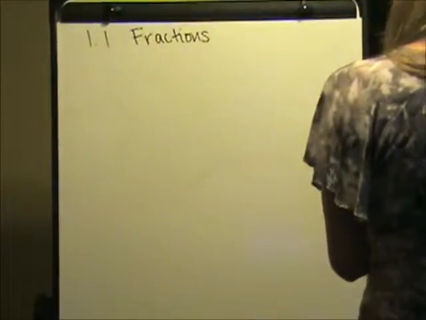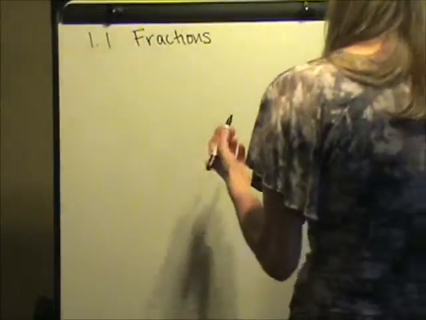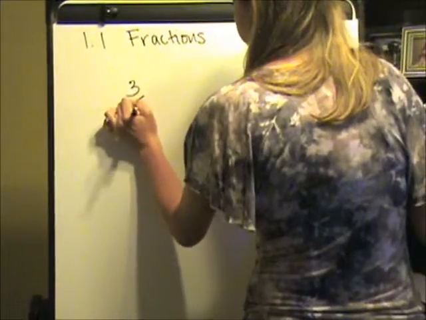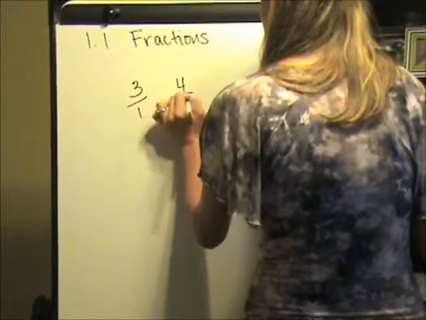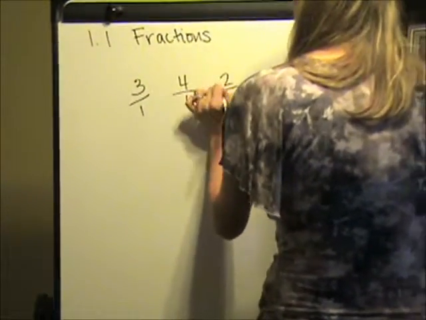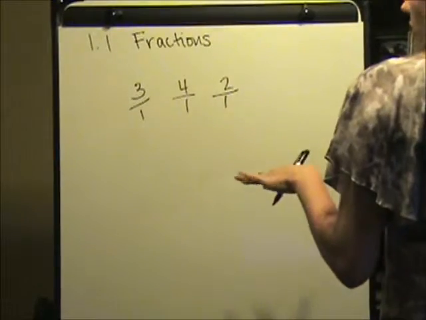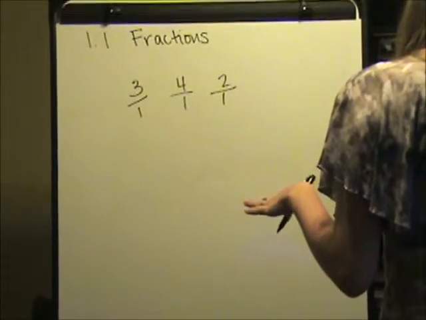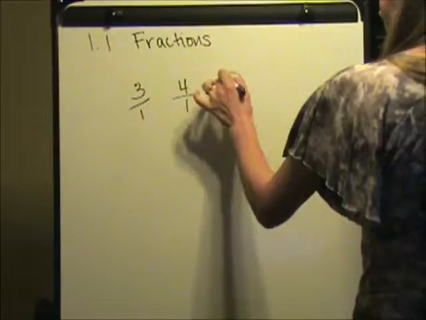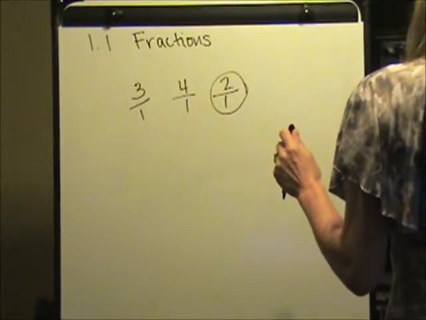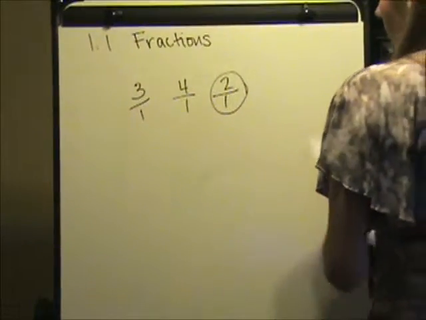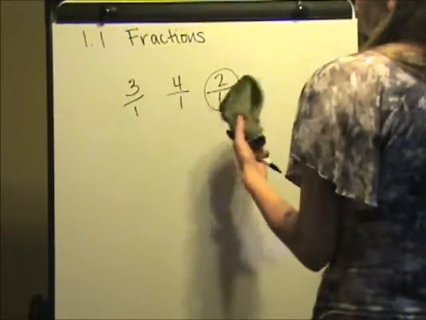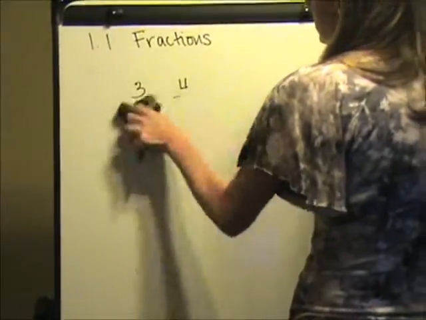Alright, if we look at number 3, circle the fraction with the lowest value. 3 over 1, 4 over 1, or 2 over 1. And again, the smaller the numerator, the smaller the value. So 2 over 1 is going to have the lowest value. And these could also just be 3, 4, or 2. You don't have to have the 1 underneath it.